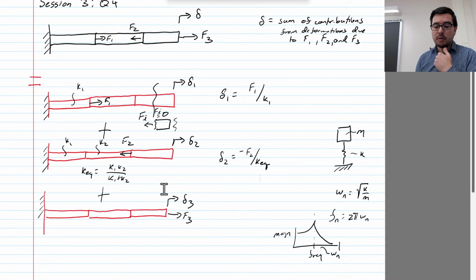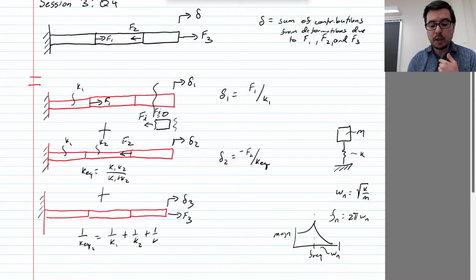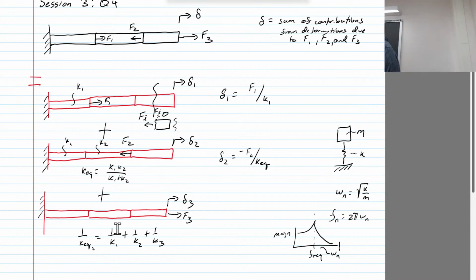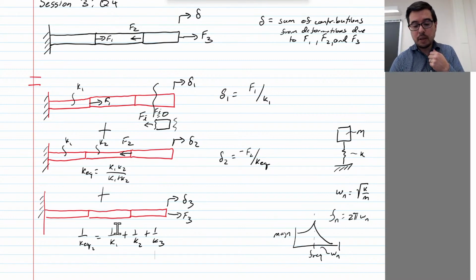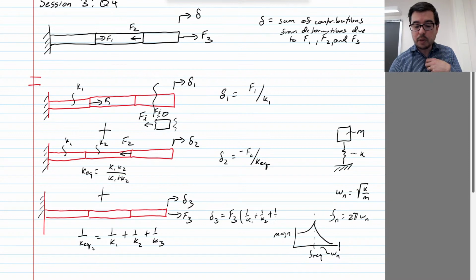And then here for delta 3, this one we had to do all of them in series with each other. So it's probably easier to say that the K EQ2, we'll call it, is 1 over K1 plus 1 over K2 plus 1 over K3. And in this case, all three members are experiencing the same F3 force. Okay? So delta 3 is going to be equal to this F3, and it is positive, and it's going to be times 1 over K1 plus 1 over K2 plus 1 over K3.